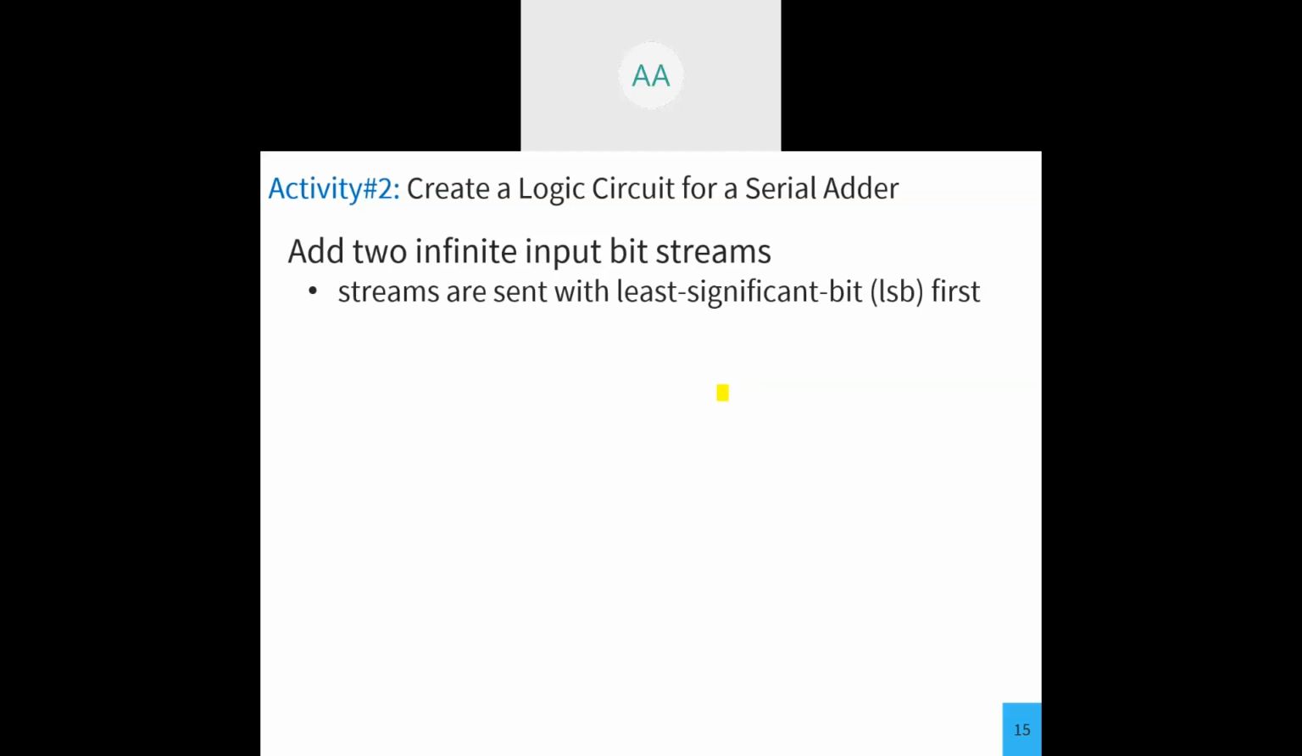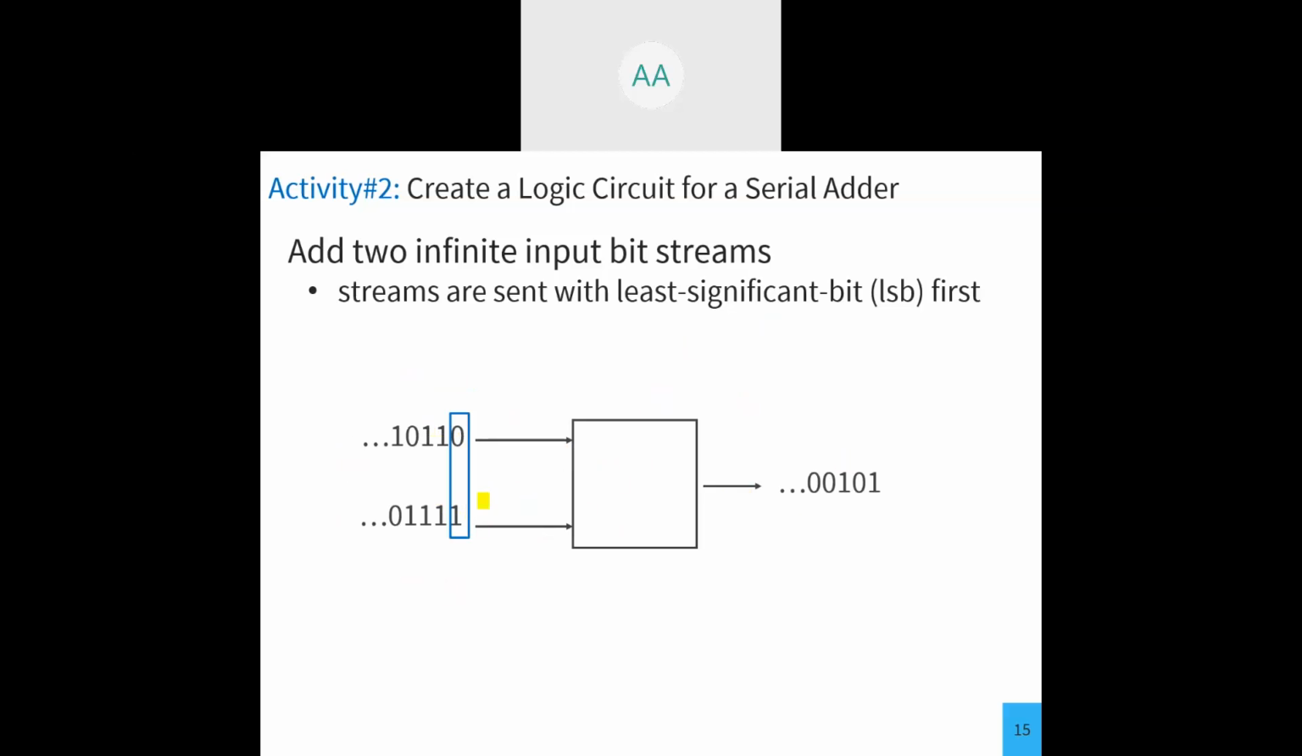Now, let's create a logic circuit for a serial adder that adds two infinite input bit streams. The streams are sent with the least significant bit first, LSB first. Suppose this is the adder. We have a 2-bit stream coming, and we need to add from the LSB first. First we need to add 0 and 1. We know if we add binary 0 and 1, the output is 1 and carry 0. You can see here.